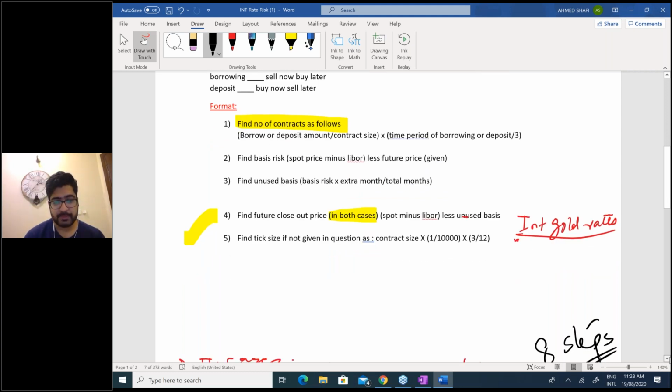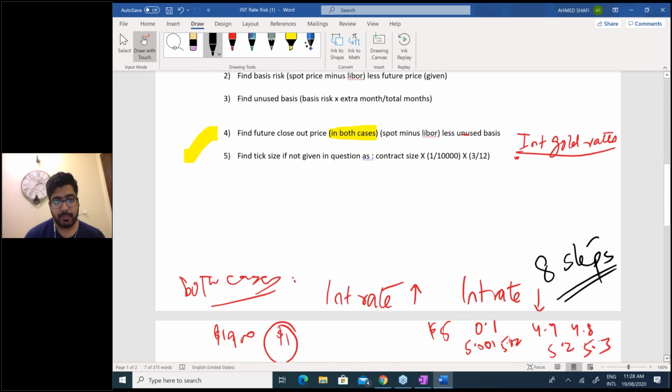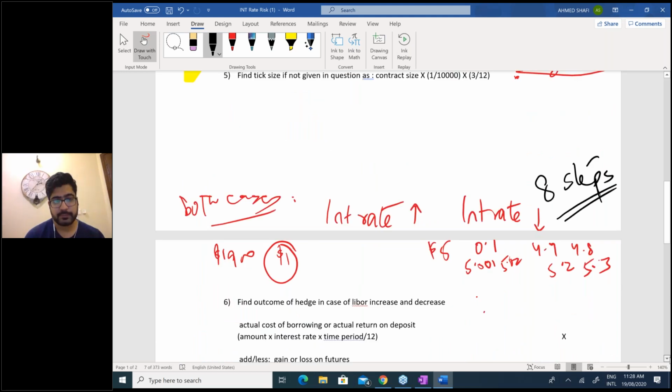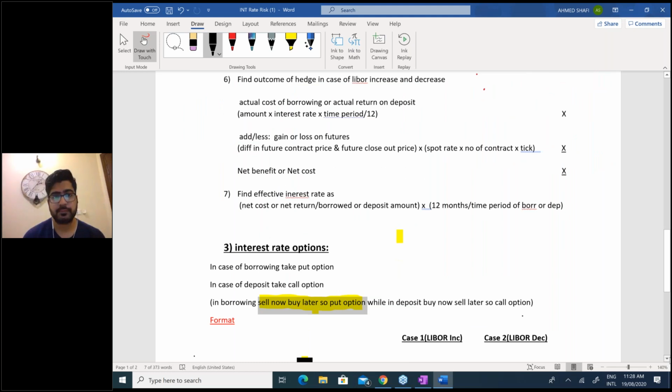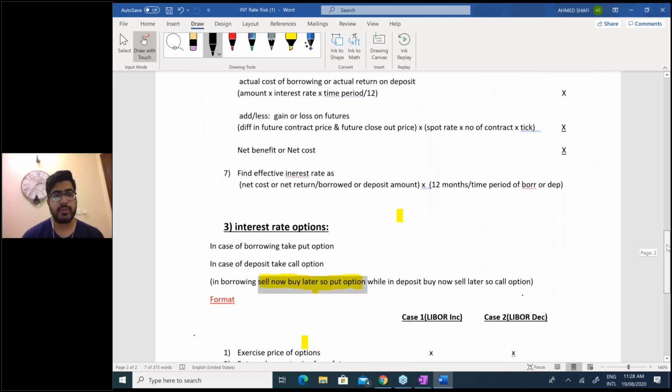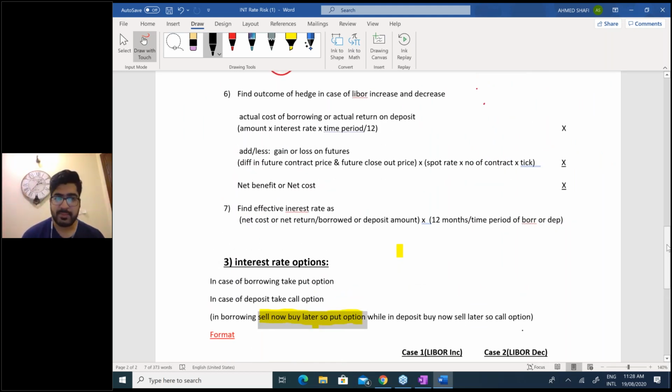Then the most important step: outcome of hedge in LIBOR, increase, decrease. You take actual cost of borrowing or return on deposit, it's the same thing, amount into interest rate into time period over 12. Then you need to add or less gain or loss on futures, depending on what is the futures contract price and what price you got, into spot, into contracts, into tick. You get net benefit or net cost. Okay, accordingly add or less them. And then you need to find the effective rate, what is the percentage impact. Okay.